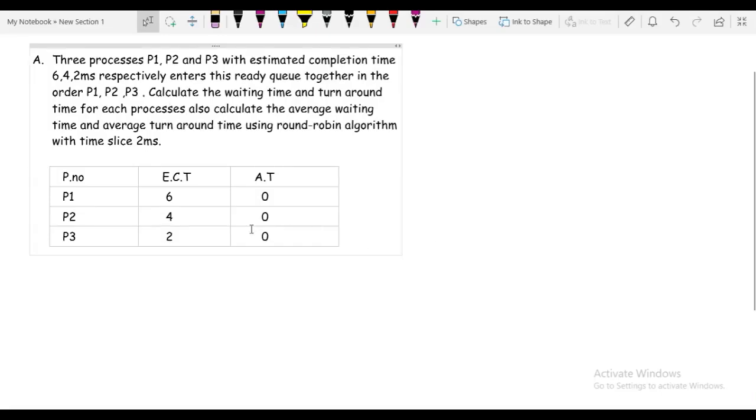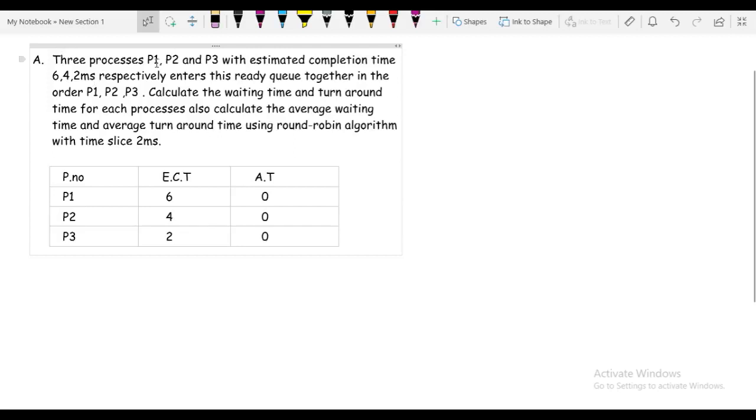We'll discuss the round robin algorithm. Round robin algorithm is only applicable for the preemptive version. So let's see how to do this. For round robin algorithm, you need to consider the time slice, and you need to carry on with the specific algorithm. Let's see how to do this.